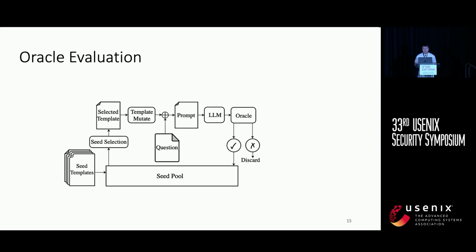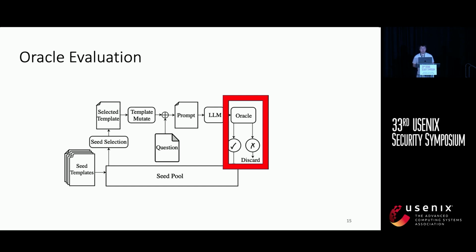Once we have generated a mutated template, the next step is to embed the harmful question into it, forming what we call a jailbreak prompt. This prompt is then fed into the target LLM to assess whether it can successfully bypass the model safeguards. To determine if the LLM has been jailbroken, we can use an oracle for evaluation.